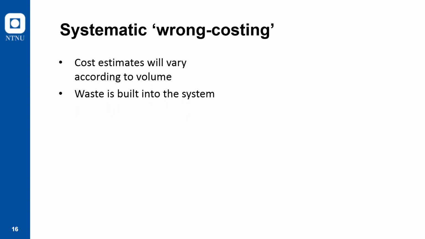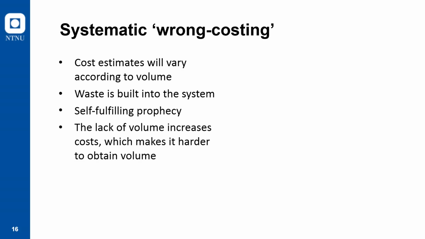Perhaps a much bigger problem, or at least an equally big problem, is that these 15% are being transferred as a part of doing business. It's not made explicit. Basically, we build waste into the system, and this ruins the overall competitiveness of the company. And just because of this volume dependency, this becomes a self-fulfilling prophecy. So if you have lack of volume, then the cost increases, which makes it harder to sell and obtain volume. And this is a downward spiral. Conversely, of course, if the volume is increasing, then the cost estimates will fall. So this makes both financial planning but also cost management difficult.